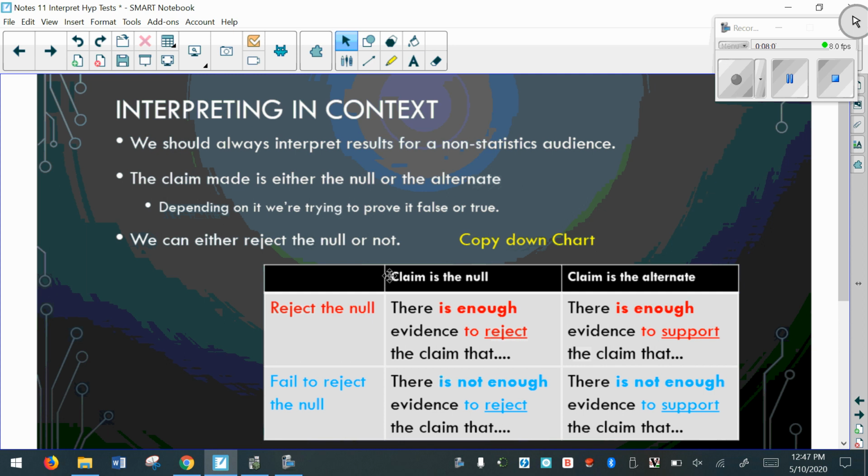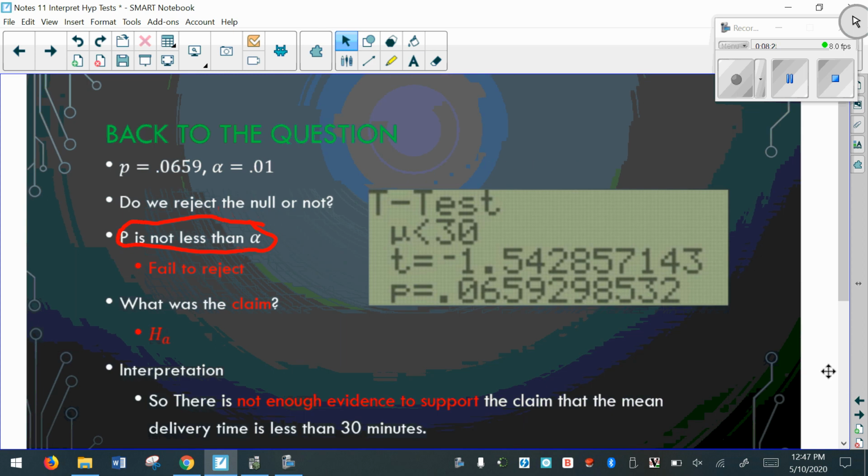So notice, if the null is your claim, you either say there is or there is not enough evidence to reject. If the alternate is your claim, then you say there is enough to support or there is not enough to support. So make sure that you write that chart down. So back in the problem that we just finished on our calculator, we said the p-value is not less than alpha. So we had to say that we failed to reject. Since our claim was the H sub A, we then go ahead and describe that there is not enough evidence to support the claim that was given, that the mean delivery time is less than 30 minutes.